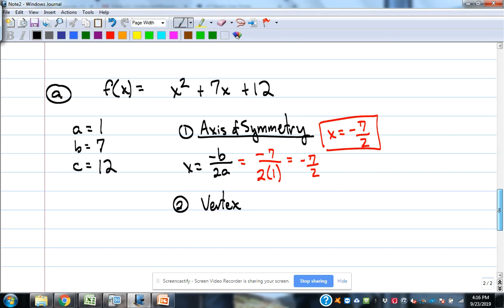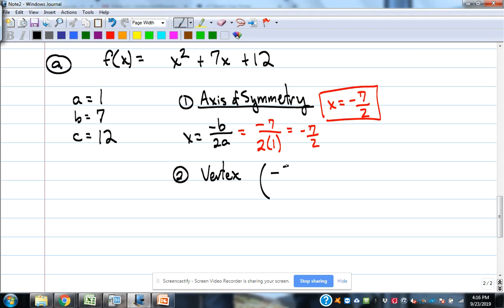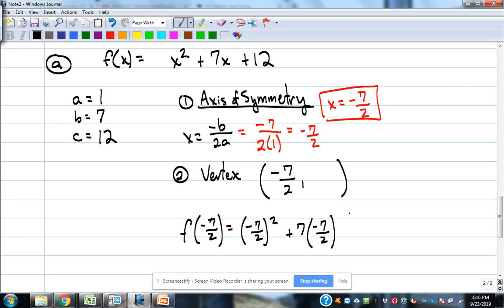So the vertex, the x value of the vertex is automatically the same thing as the axis of symmetry. We don't have to think about that at all. It automatically matches up. This goes with that. To find the y value that goes with that, we take that x value, negative 7 over 2, and plug it in the place of x in that problem. Plus 7, negative 7 over 2, plus 12.